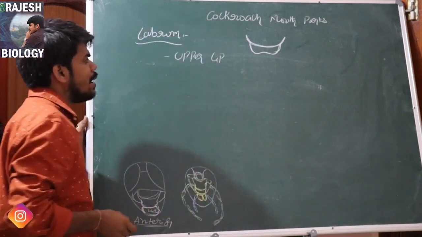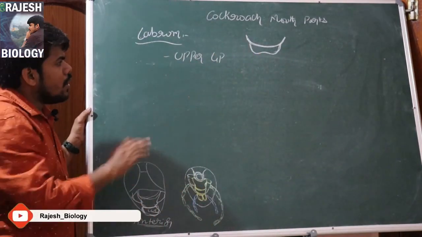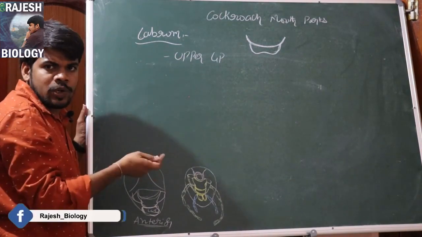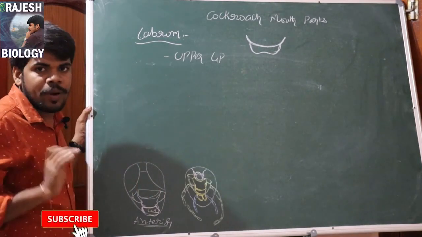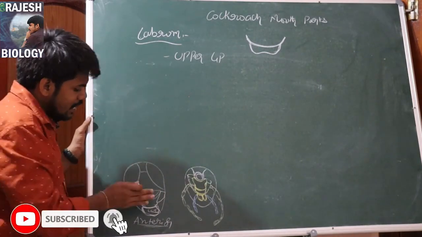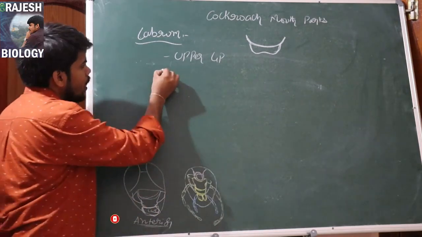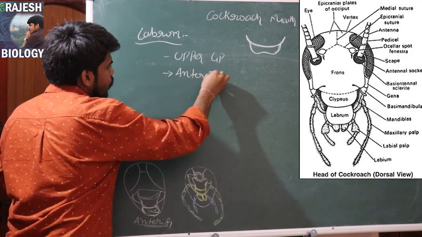We can draw this labrum here like this. It is the upper lip. I'll write some points about the upper lip here, and later I'll erase to draw the next part of the mouth parts. So that is the upper lip, labrum, and it is present on the anterior portion of the head. It covers the anterior surface.